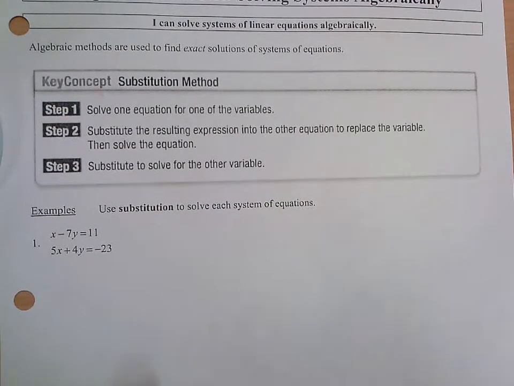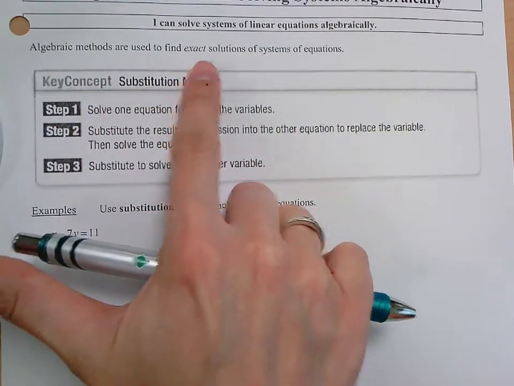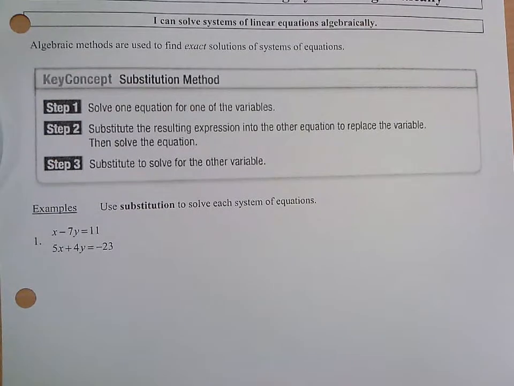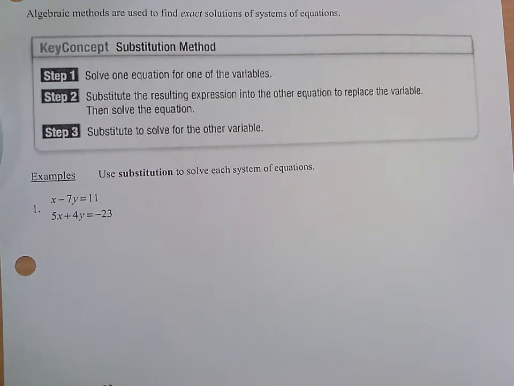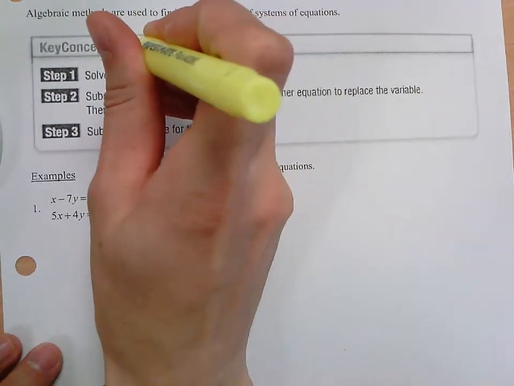So algebraic methods are better to find exact solutions, although there are cases where graphing might be helpful if you already have a graph or something like that. But these are used to find exact solutions. So we're going to review the substitution method first. You do have to know how to do both methods.